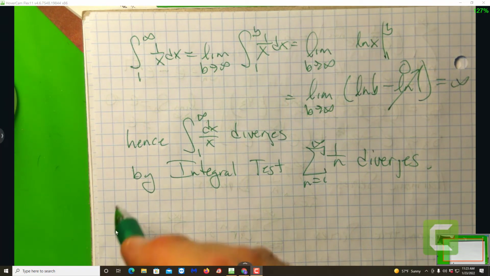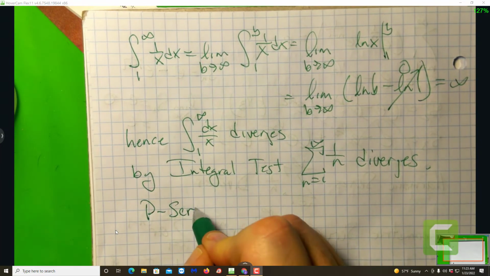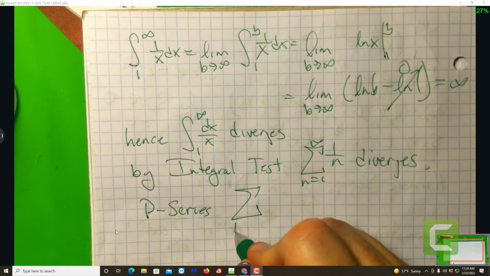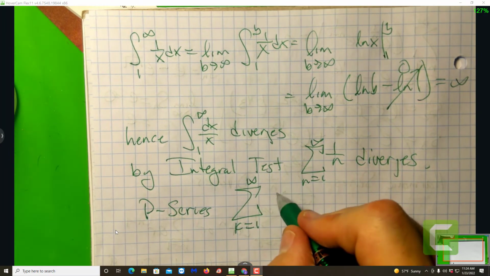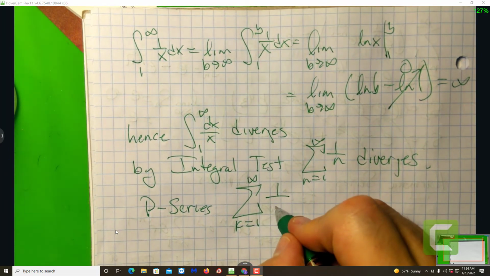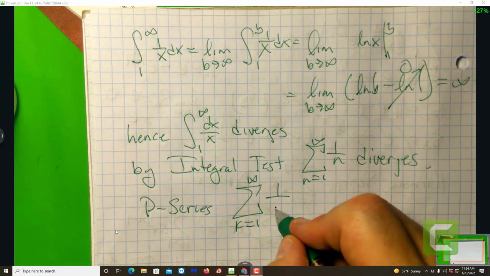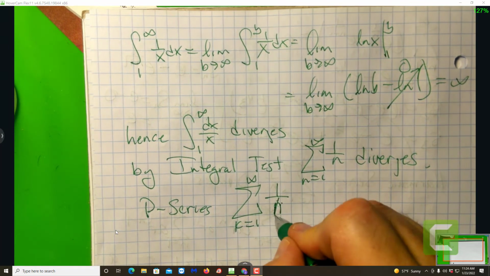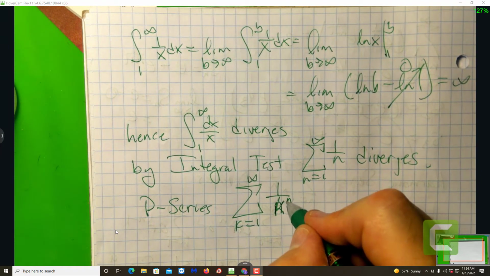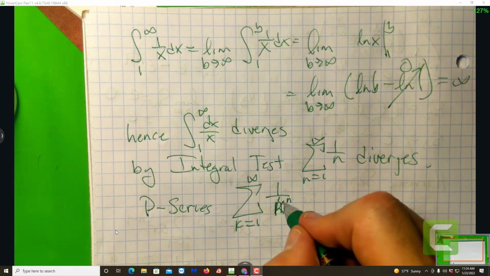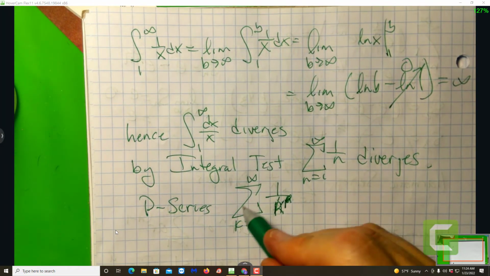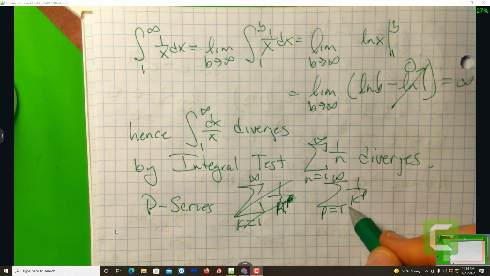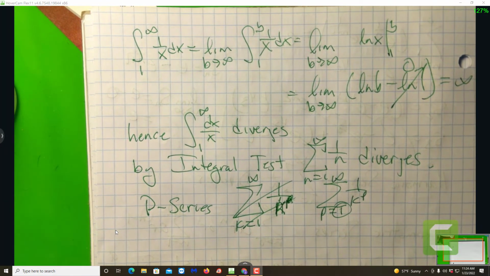Now, the integral test is used to prove the p-series test. So anytime you see a p-series, that's the summation from k equals 1 to infinity of 1 over k to the p. I'm writing this wrong, let's just rewrite this. And now look, you don't have to start this at 1. It could start at 2, 3, 4, whatever.